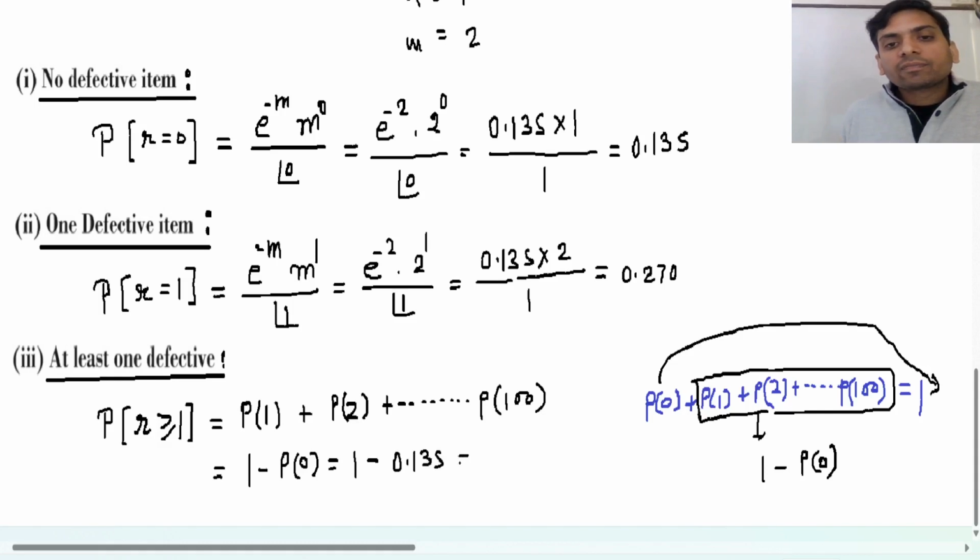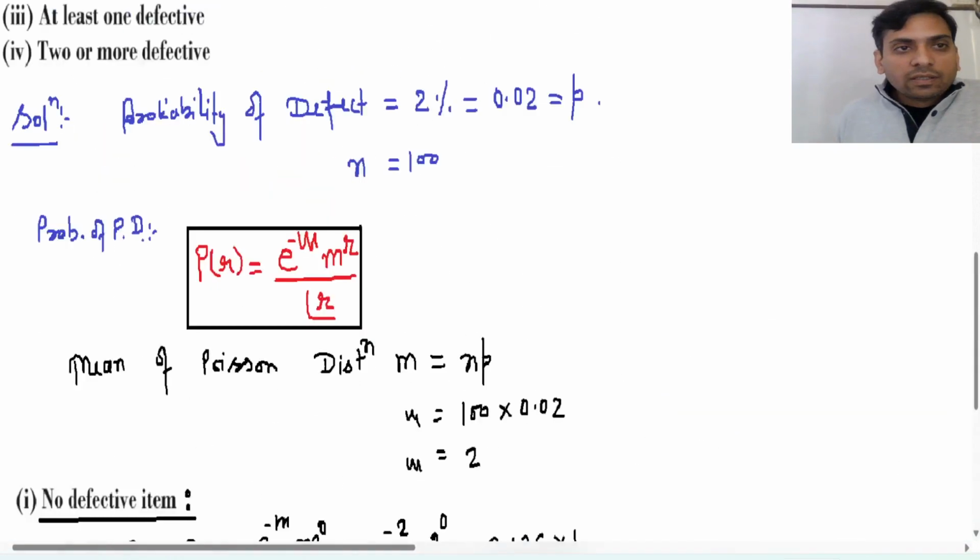0.135. So your answer is what? 0.865. Is it clear? Anyone? Any doubt? Confusion? Okay.